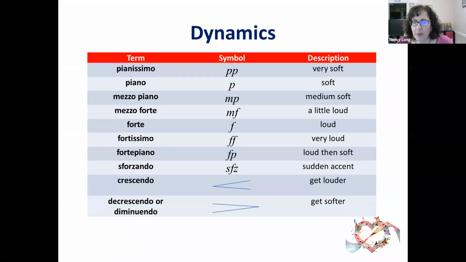We also have these hairpins, the crescendo, that means get louder. So you start soft and you get loud, and it's a picture of that really. And the same thing with decrescendo or diminuendo. It's a picture of getting softer, and that helps to know what you're supposed to do with this symbol.